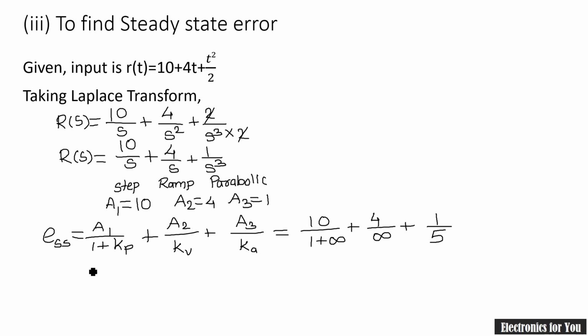Now it is 10 upon infinity. 10 upon infinity is 0. 4 upon infinity is again 0, and 1 upon 5 is 0.2. So in this way ESS equals 0.2. So this was our second problem. In this we got ESS equals 0.2 as our final answer. So in this way we can solve this example.